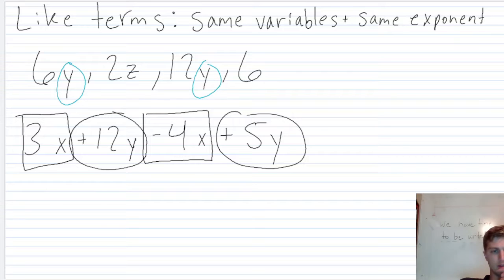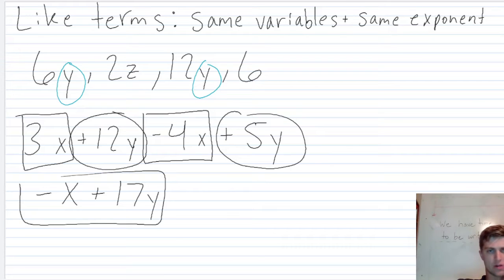So now we see, let's work on combining these. 3x, and we read the signs, minus 4x. Well, what's a 3 minus 4? That's going to be a negative 1x, and we can just write it as negative x. And then we have positive 12y plus 5y. 12 plus 5 is 17, positive 17y. Bam.